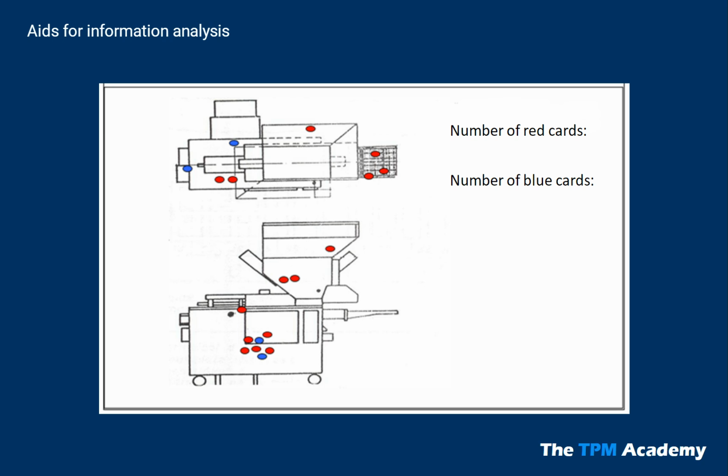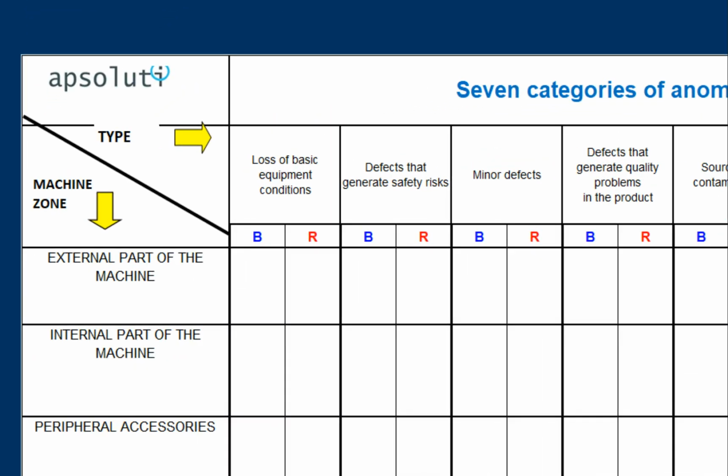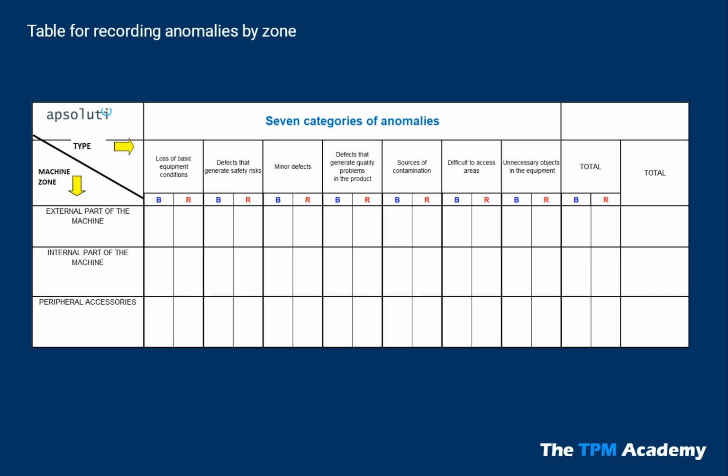This visual representation enables swift identification of machine areas with the highest number of issues, streamlining improvement planning targeted at priority zones. This table aims to streamline the recording of anomalies by equipment zone and by type or category of anomaly. Presenting data in a stratified manner by type and machine zone allows for a comprehensive analysis of equipment issues, enabling more effective corrective measures through targeted anomaly elimination campaigns.